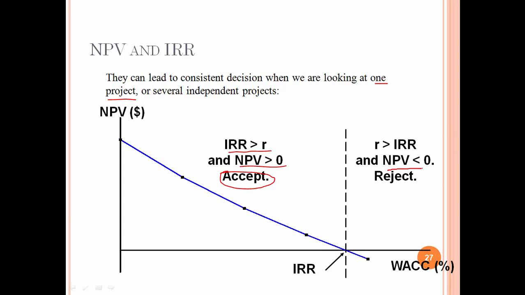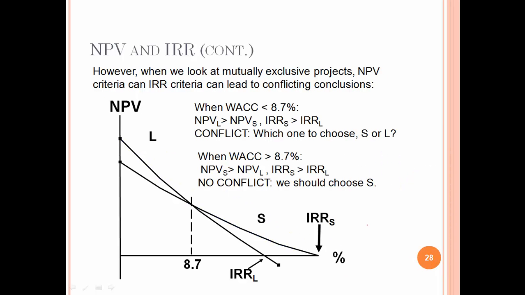And when NPV is lower than 0, that's when the IRR is lower than the cost of capital. In that case, either way, you want to reject the project. However, when we look at mutually exclusive projects, NPV criteria and IRR criteria can lead to conflicting conclusions.